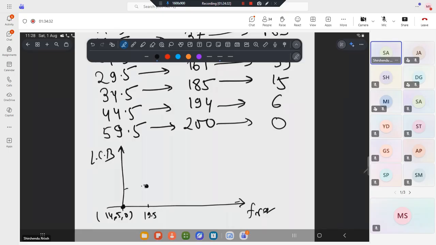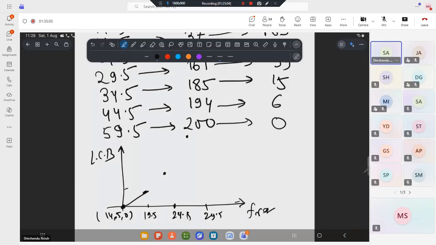I'm assuming this is the number. After this, 24.5 is coming, and I am getting some number here. At 29.5, I'm getting something like this. Usually I would draw a straight line, but better not to keep it straight. Let's make it a little different: first it is flat, then a little bit high, the third one is a little more high, like this.